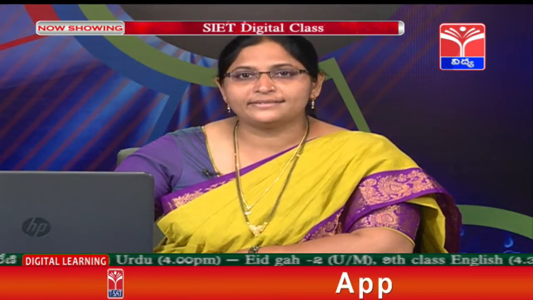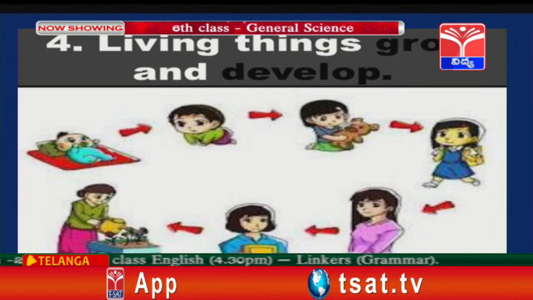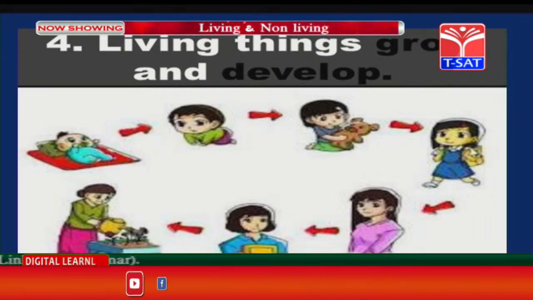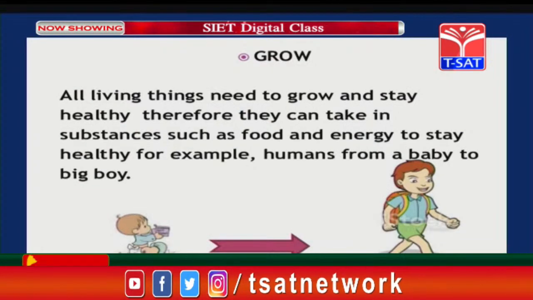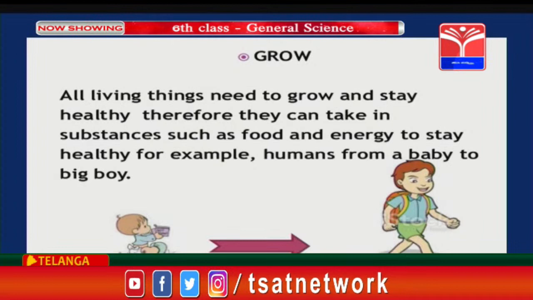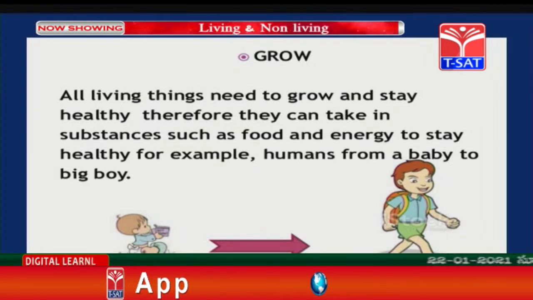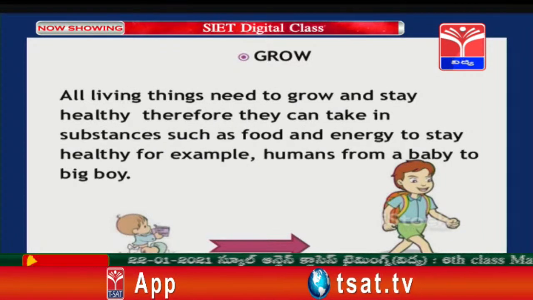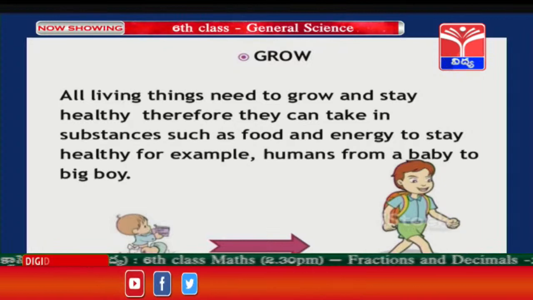Now, the second one, see here, living things grow and develop. So, here the living things are having a characteristic feature, that is growth will be taking place. So, what is growth here? See, all living things need to grow and stay healthy, therefore, they take in substances such as food and energy to stay healthy. For example, humans, they come from a baby to a big boy, isn't it?